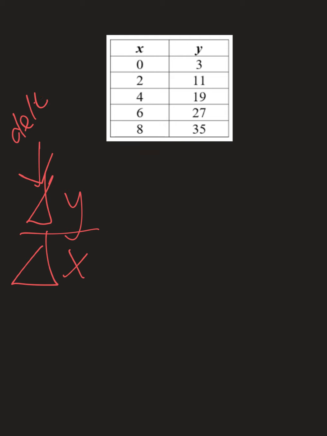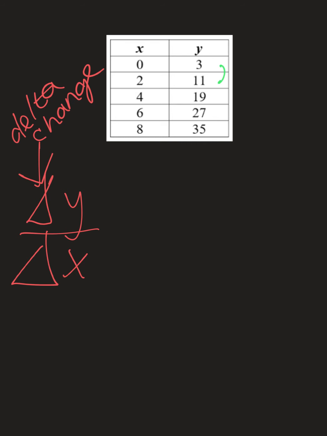For the next table, again, we're going to start with our change in y over our change in x. This symbol here, it's called delta. It's a Greek letter, and it represents change. Just for future reference, you'll see that a lot as the years progress in math.